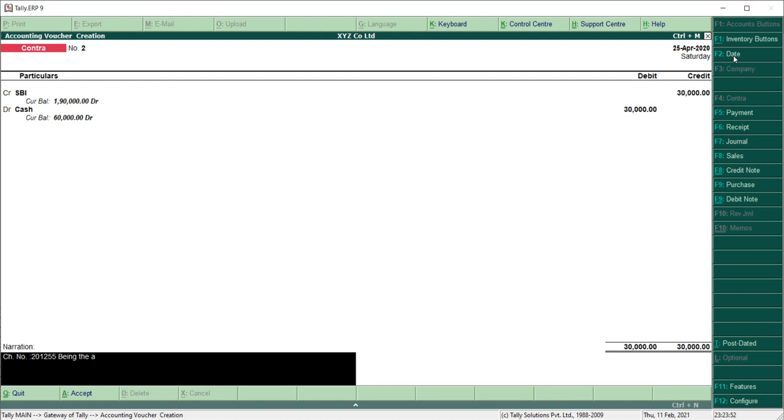Being the amount of rupees 30,000 withdrawn from the bank.